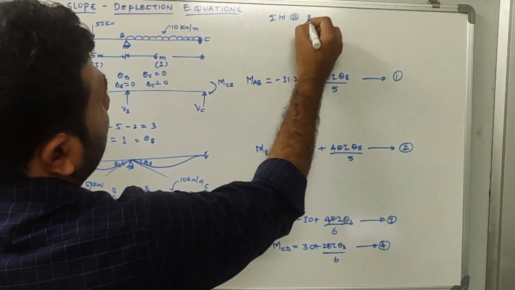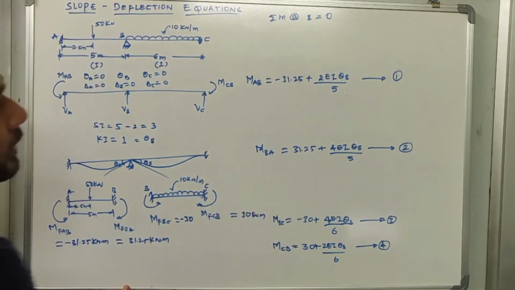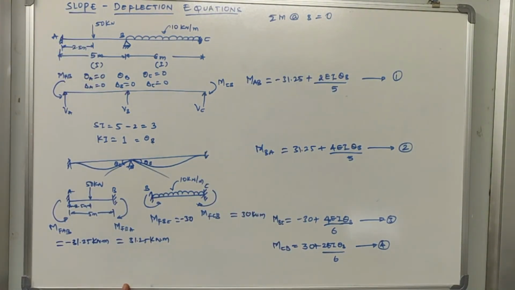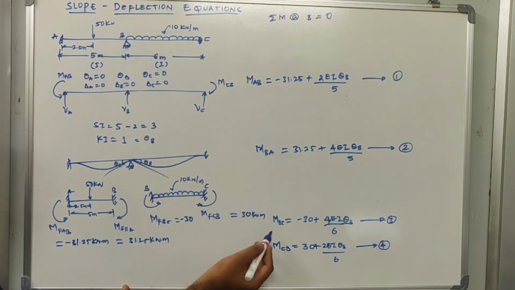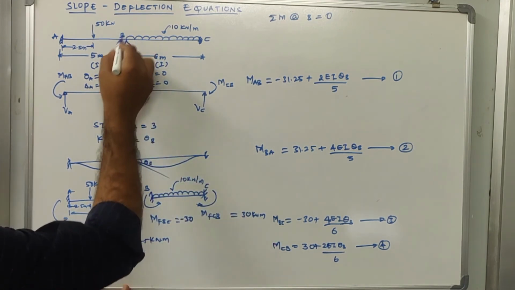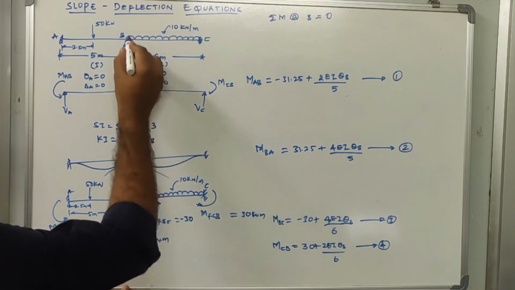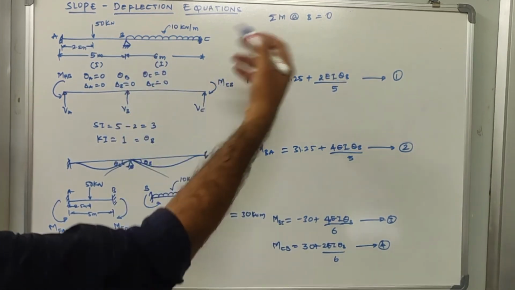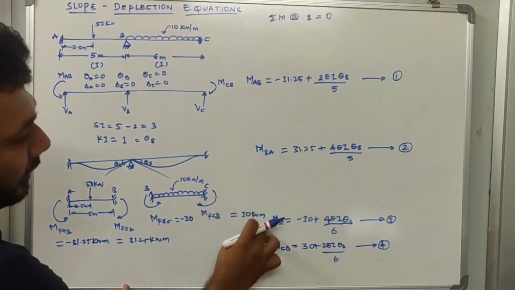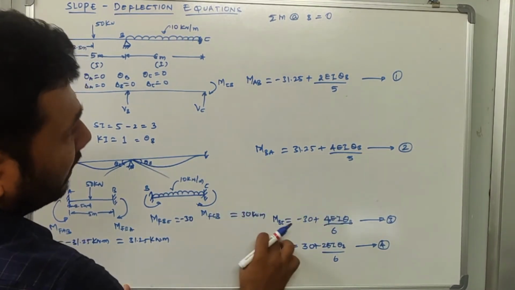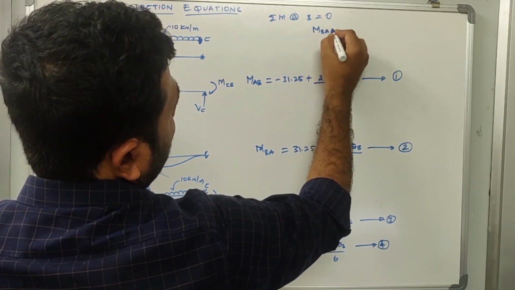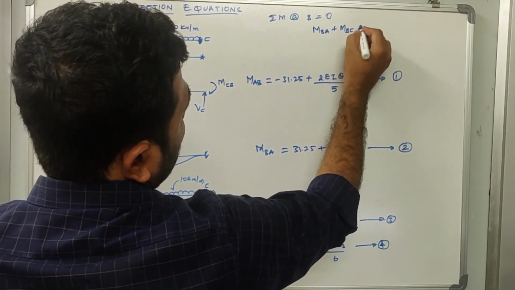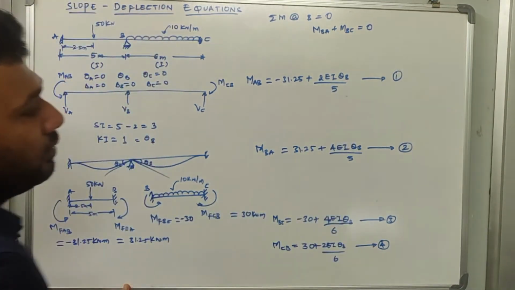at joint B is equal to 0. The sum of moments at the joint B should be equal to 0. Now what are the two moments that will get generated here? One moment which I have written here is MBA, plus MBC should be equal to 0. So we have these two equations, MBA and MBC. I can write like this: MBA plus MBC should be equal to 0.